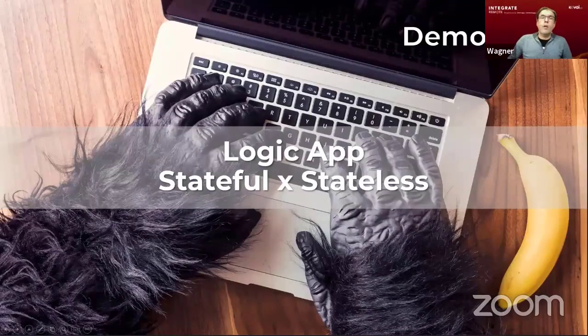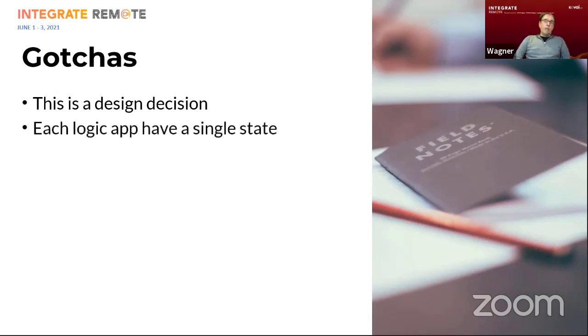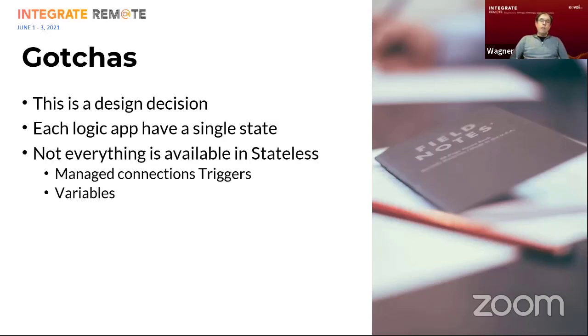Let's go to the gotchas. So the first gotcha on that one is that selecting between stateless and stateful is actually a design decision, right? And each Logic App can only have a single state. Moving from stateful to stateless is relatively easy because everything that you have on stateless you would have on stateful. But not everything is available on stateless. So, for example, you don't have the ability to have managed connection triggers. All the triggers that are on stateless are the built-in triggers, as far as I could see here.